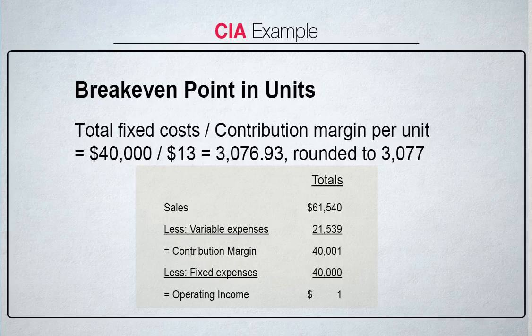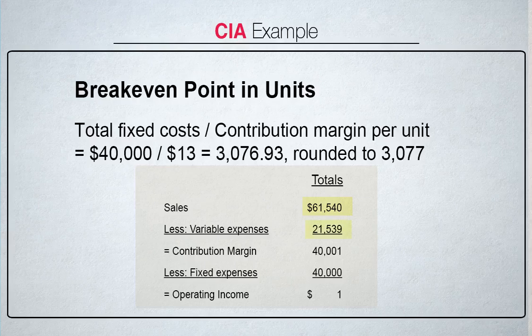Now we can prove this theory by preparing an income statement for the sales level of 3,077 units. I do not recommend proofing your answers as you take the exam. However, this may be useful as you prepare for the exam. We can find our sales by taking 3,077 units and multiplying by the per unit price of $20, which is $61,540. For total variable expenses, remember, they vary as the activity levels change. We take the 3,077 units multiplied by the variable expense per unit of $7, which equals $21,539.